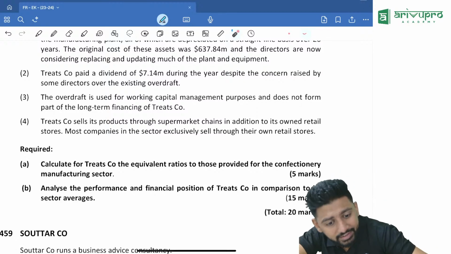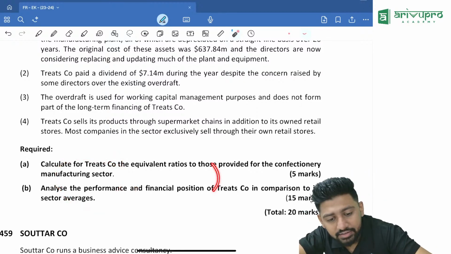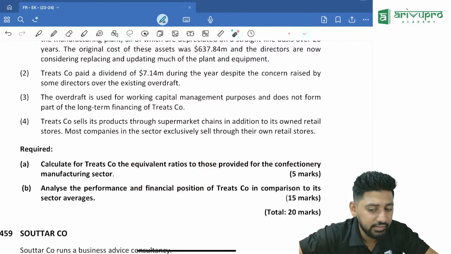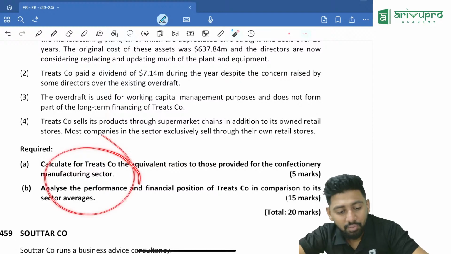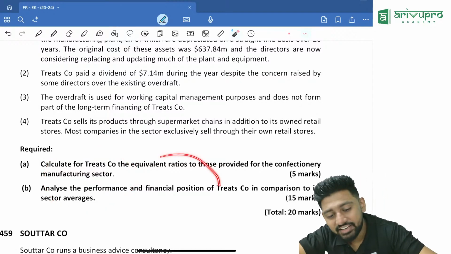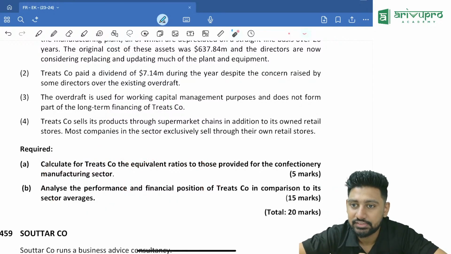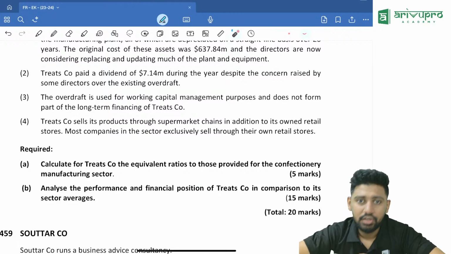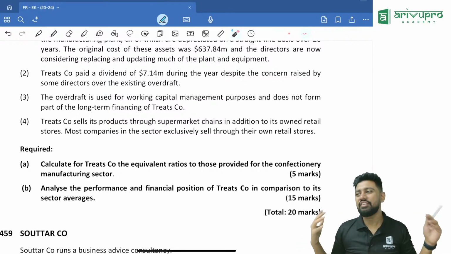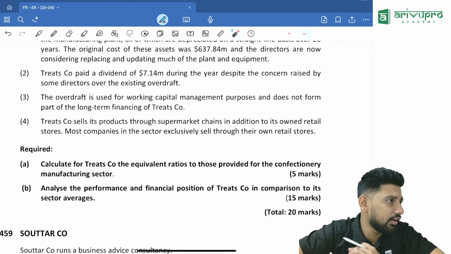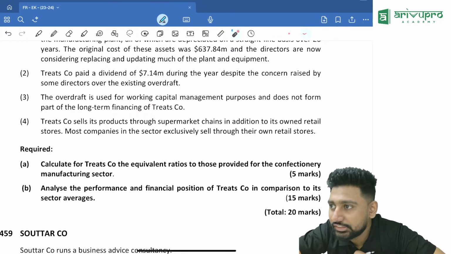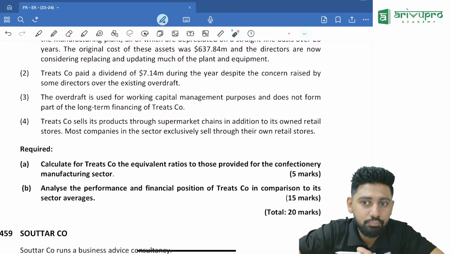Number 2, analyze the performance and financial position of Treats Co in comparison to its sector averages. So you're going to do a performance analysis and a financial position analysis. Are we clear? Now guys, these requirements are very, very common in the exam, and it requires a lot of practice for you before you do the exam to get it right.